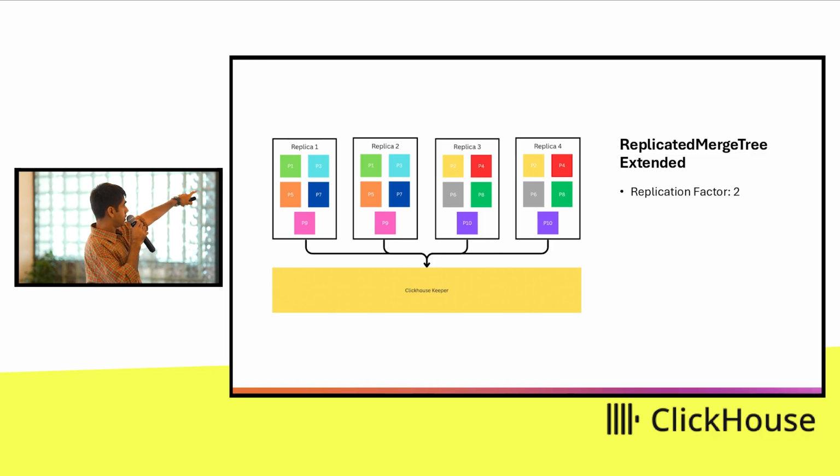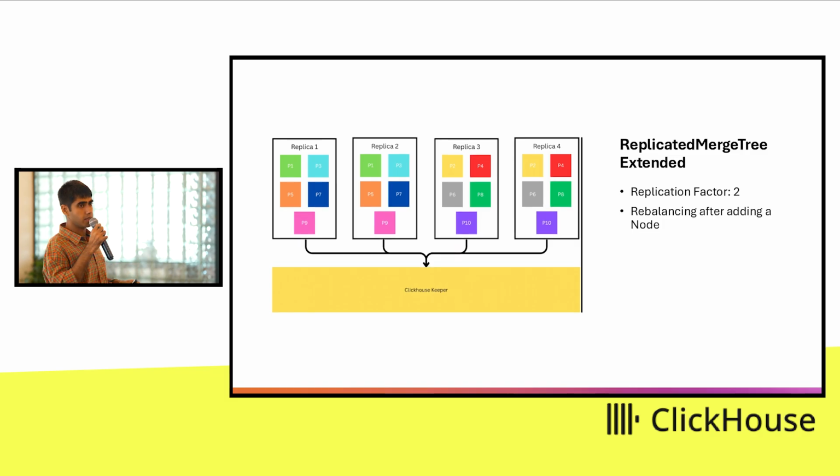If you notice the green colored partition P1, it is on replica 1 and replica 2. These two replicas are owners of this partition, and this information is stored in ClickHouse Keeper. Let's say you have a query which wants to interact with partition P1, and it lands upon replica 4. What replica 4 would do is look at the partition map from ClickHouse Keeper, look at who the owners of this partition are, and redirect the query to the respective replica.